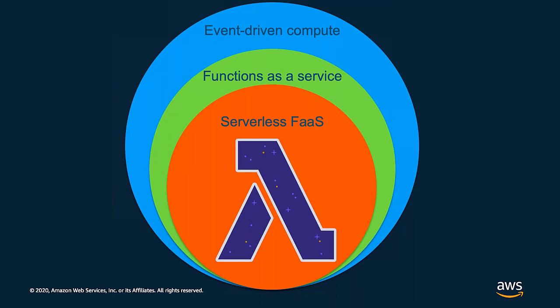First, there's event-driven computing. Rather than an imperative model where you walk through a program executing commands, event-driven computing responds to events. It's reactive. There's also functions as a service, which is when a service provider offers the ability for you to execute functions or code without worrying about the underlying complexities. And finally, there are serverless function as a service platforms. AWS Lambda is all three of these things.